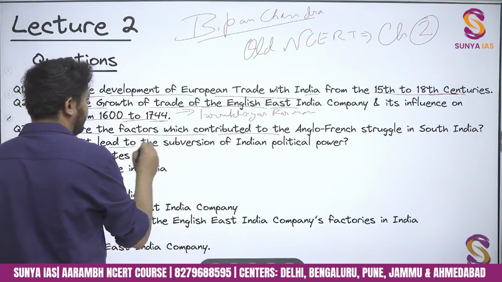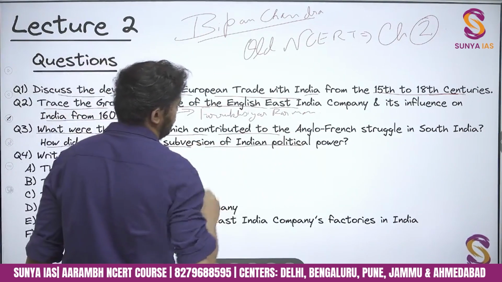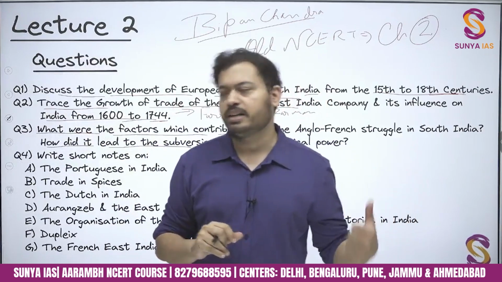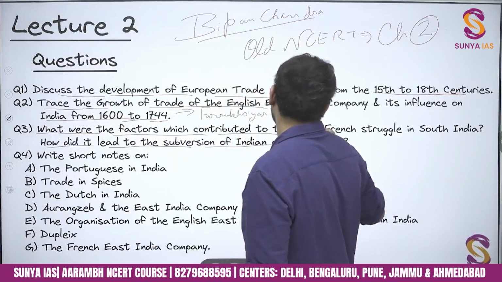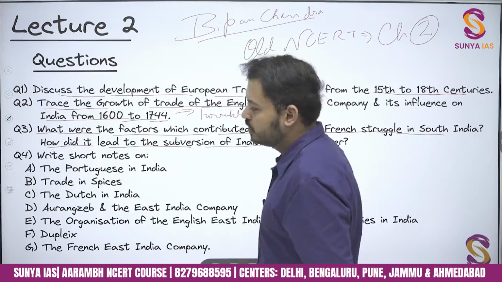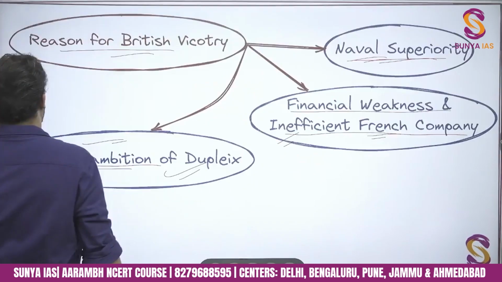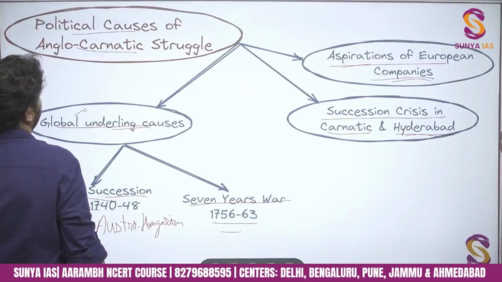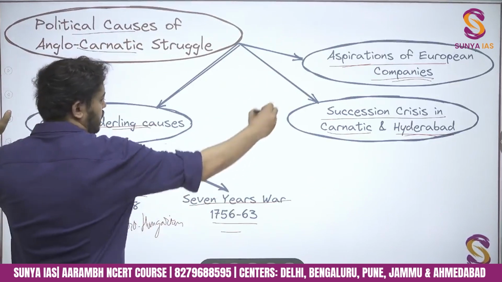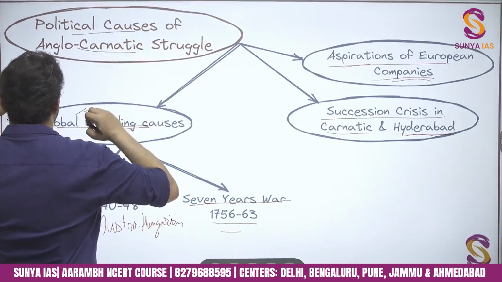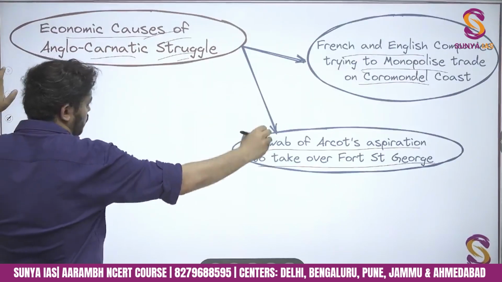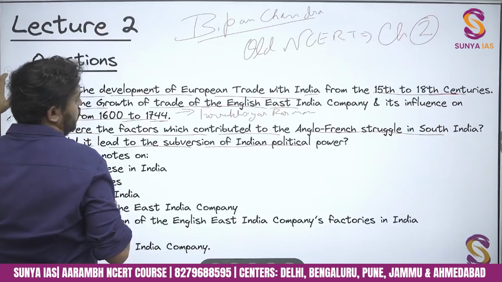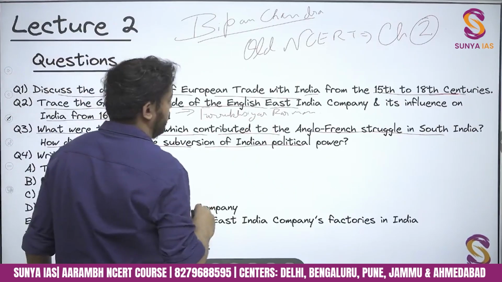How did it lead to the subversion of the Indian political power? Now, the question is, what are the factors which led to the Anglo-French struggle in South India? So basically, all the pointers I just mentioned here, the political causes of the Anglo-Carnatic struggle, the economic causes, all these three, plus these two, can directly be mentioned as the causes for the Anglo-French struggle in South India.